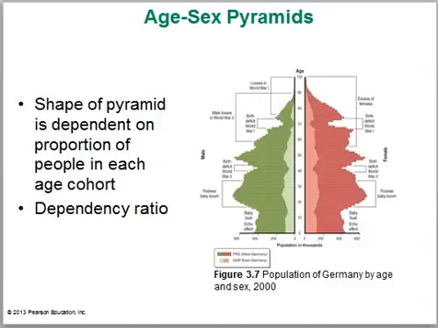A cohort refers to a group of individuals who share a common temporal demographic experience, so temporal meaning time. In this case, the age-sex pyramid of Germany clearly shows the cohorts that resulted from World War I and World War II.